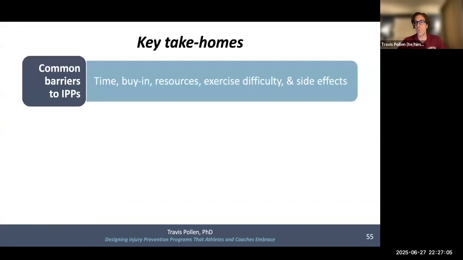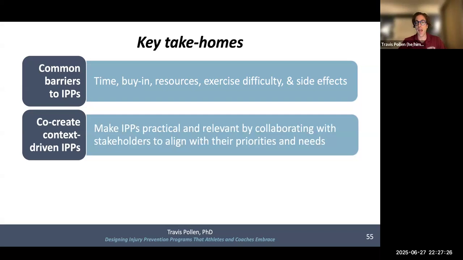In conclusion here, we talked about all the barriers and the ways that injury prevention programs don't match the context and stakeholder values. So time, buy-in, resources, exercise difficulty, and side effects. If we can recognize these barriers to injury prevention programs, we can be more intentional about overcoming them. And the way we do that is by collaborating with our athletes and our coaches and the rest of our stakeholders. They're the ones who are the experts in their implementation contexts. So by co-creating these programs and aligning them with the user's priorities, preferences, and values, we can improve the practicality and relevance of the programs.